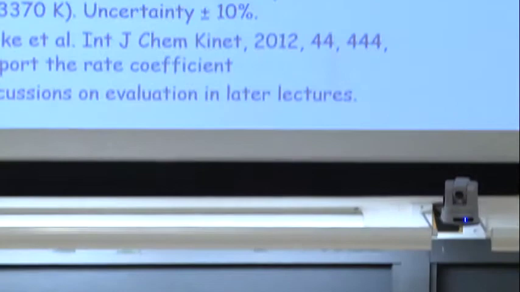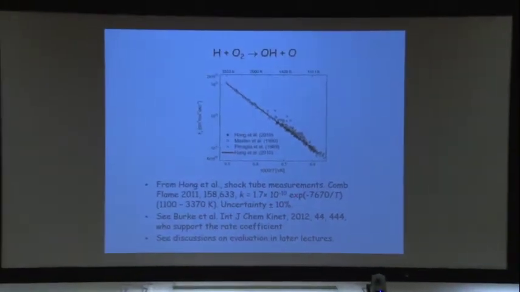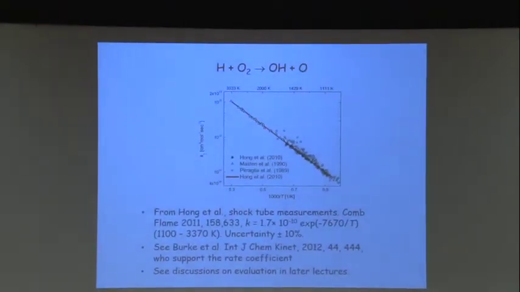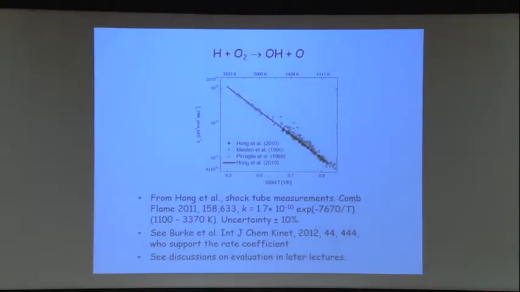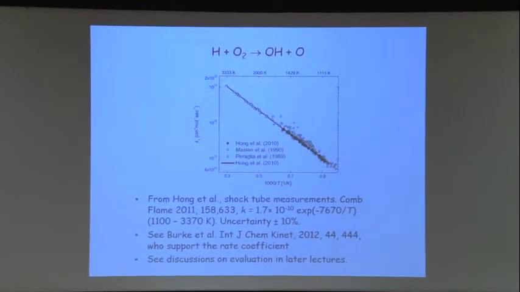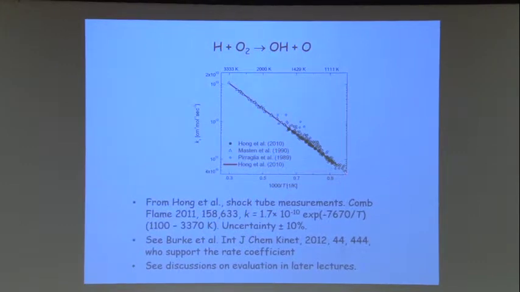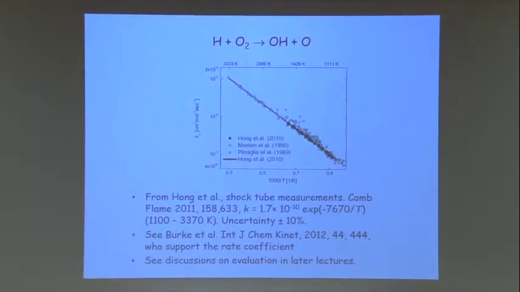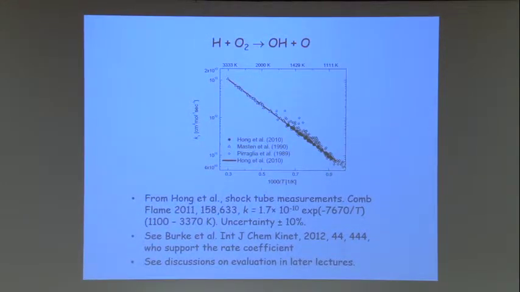So these are all shock tube measurements, and you can see these measurements extending from 3000 K to 1100 K, and this is an analysis by Hong et al. in 2010, which have been reanalyzed by Michael Burke, and this is an important paper that looks at a lot of these different reactions. And we'll talk about evaluation in later lectures.